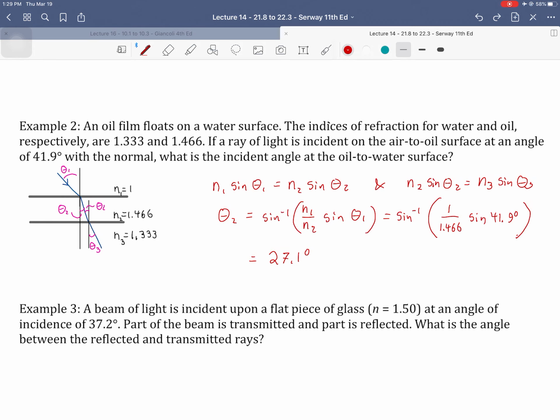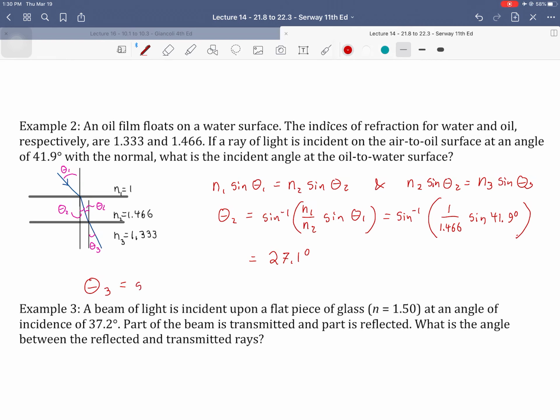And here we should expect it to bend back, not back to 41.9, but we should expect theta 3 to be bigger because we went down in index of refraction. Whereas here we went up in index of refraction. We went from 1 to the larger value of 1.466. All right, so we'll just find that final value.